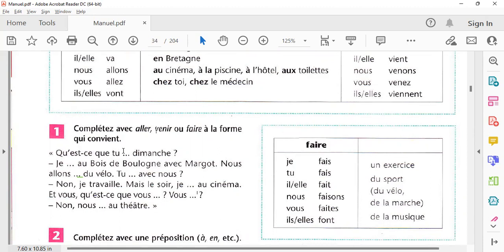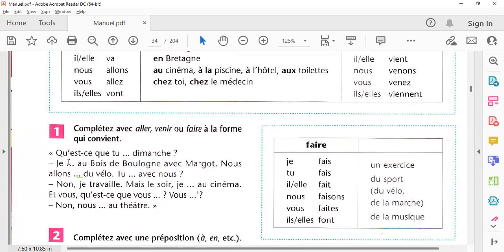So, qu'est-ce que tu fais dimanche? And what is the meaning of this sentence? What are you doing on Sunday? Dimanche means Sunday. Well done. Now read the second sentence. Je dash au bois de Boulogne avec Margot.